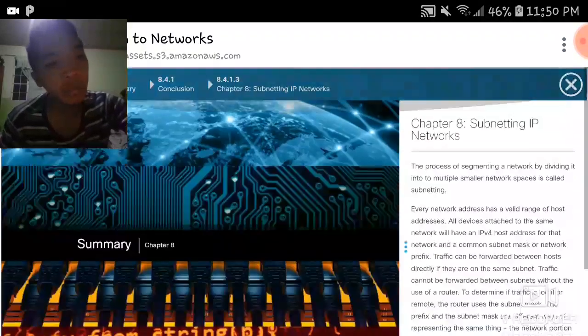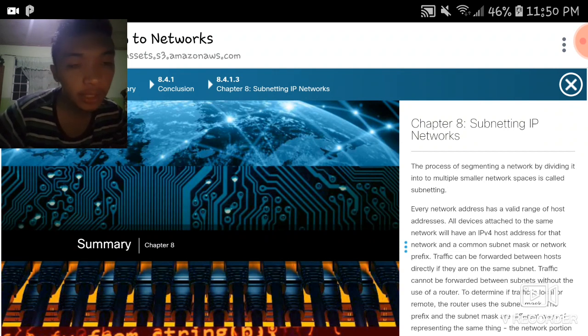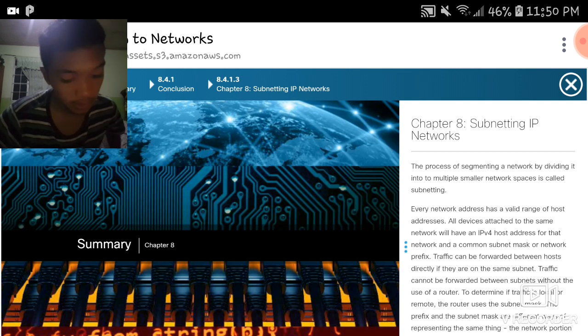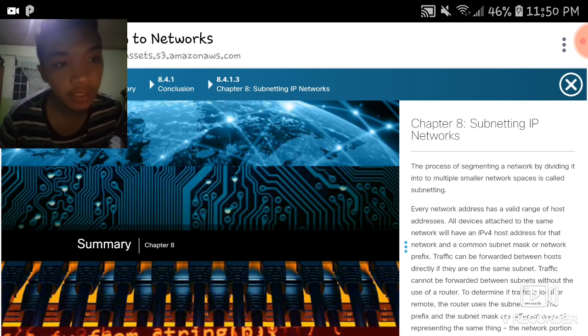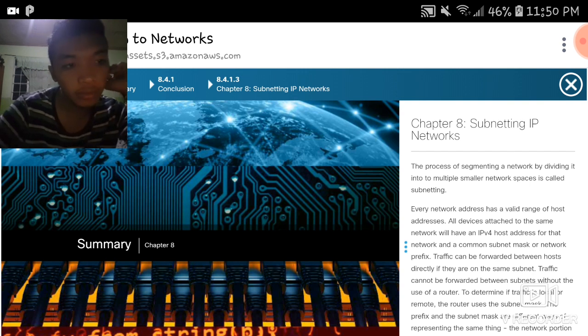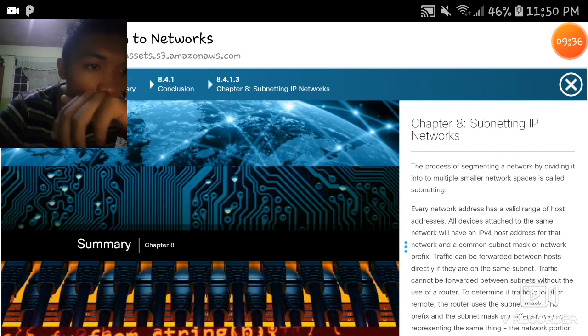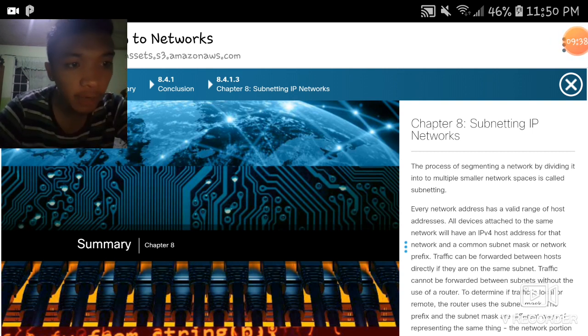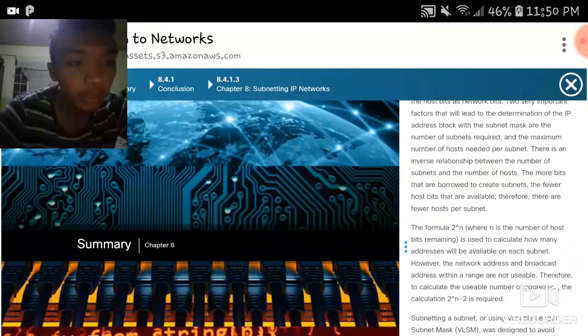So for this whole chapter 8, we understand all the subnet masks and how many prefixes, and you see some examples. We also determine if traffic is local or remote. The router is very important.